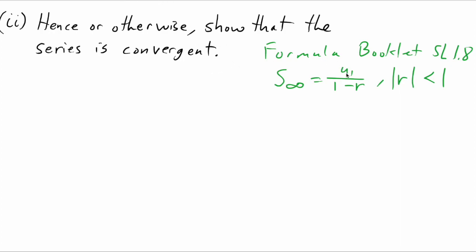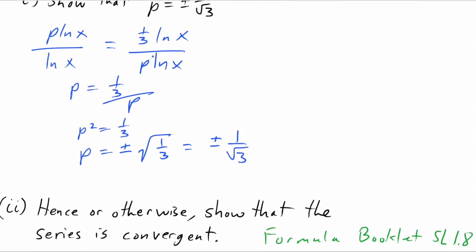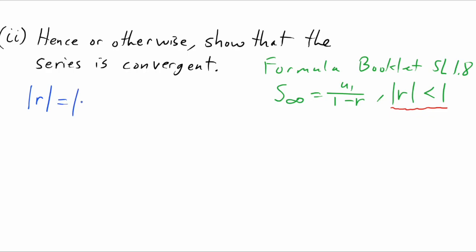Next, we have to show whether it's convergent. So look at the formula in the formula booklet. It's all about this little part here. It converges, in other words, the sum to infinity exists, if the absolute value of the r value is less than 1. In our case, the r value, if you look at the series again, is simply p. So the absolute value of p is obviously 1/√3, whether it's positive or negative. The absolute value makes it positive. That's definitely less than 1, so therefore the series is convergent.